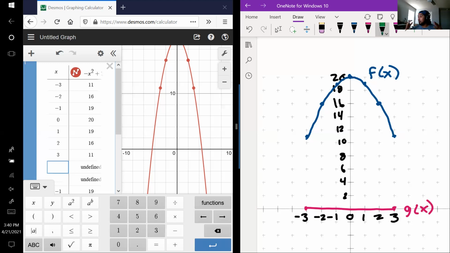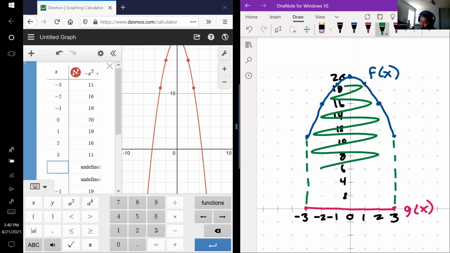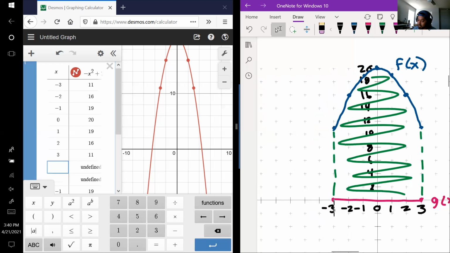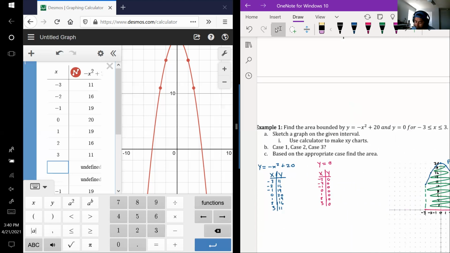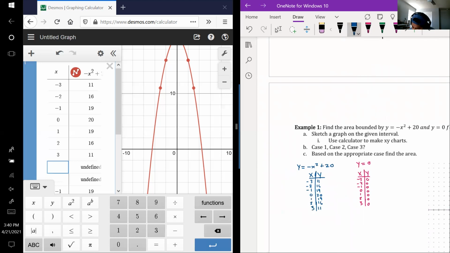And now our goal is to find the area between these two functions. So we're trying to find all of that area between these two functions. So now let's go ahead and see what case we have. Okay, so that was step A. We sketched everything. So I'll say A. And then B is just determine what case we have.